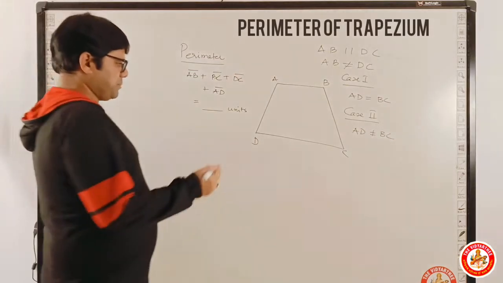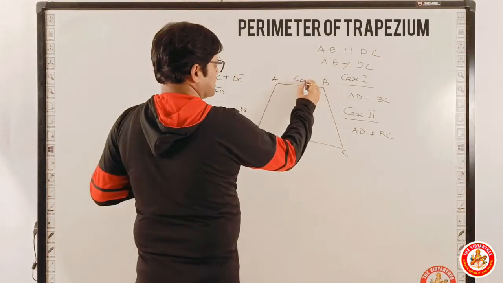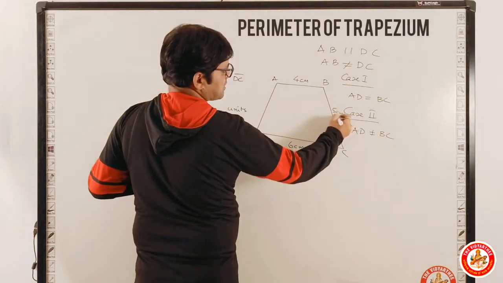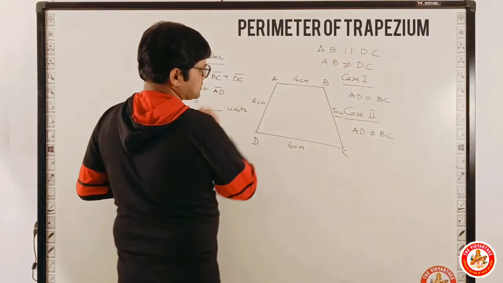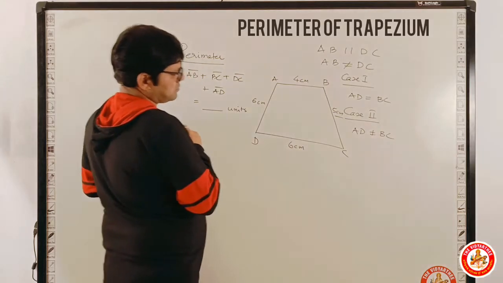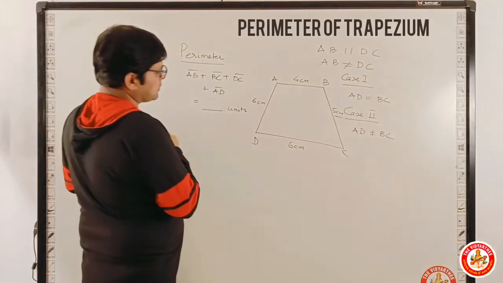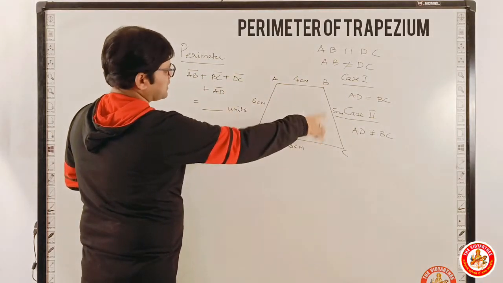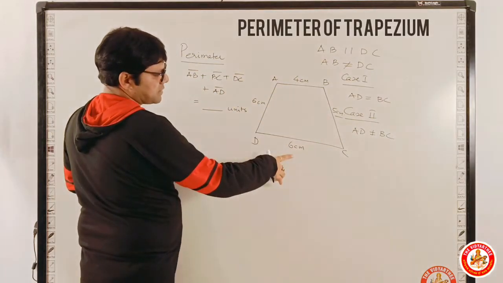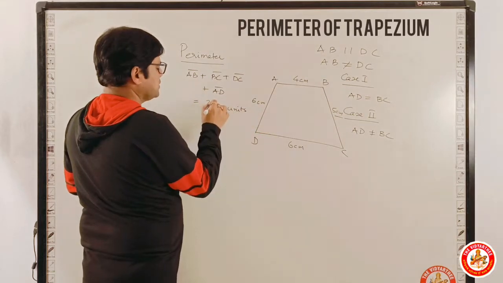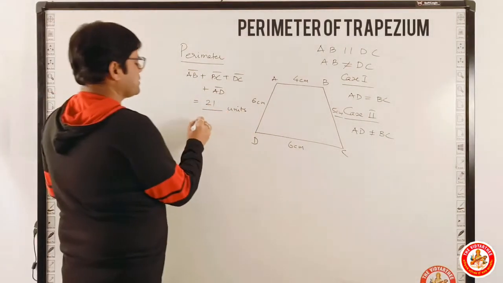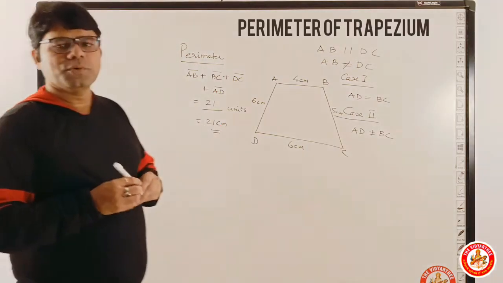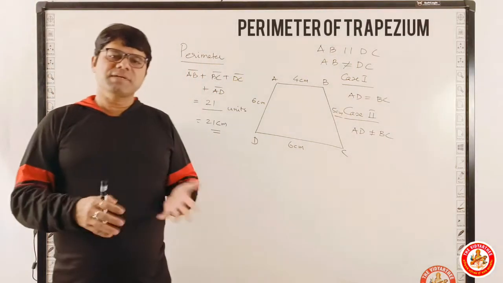For example, if this is 4 centimeter, this is 6 centimeter, this is say 5 centimeter, and this is say 6 centimeter, right? The answer will be, what is AB? 4 plus 5, 9 plus 6, 15 plus 6, 21 units. 21 units means, here it is 21 centimeter. I hope you got an idea about all the plane figures which we have just mentioned.